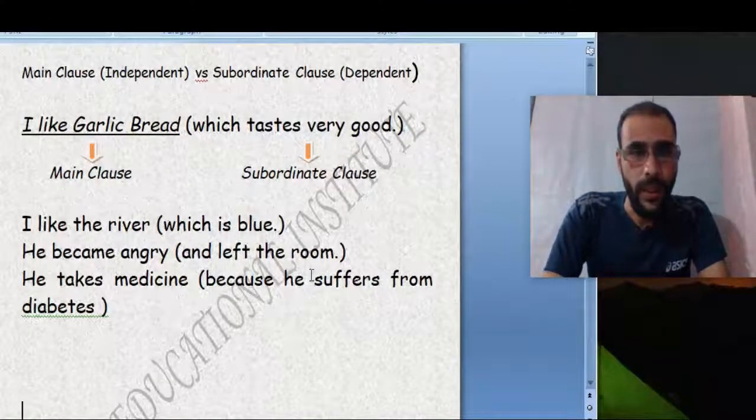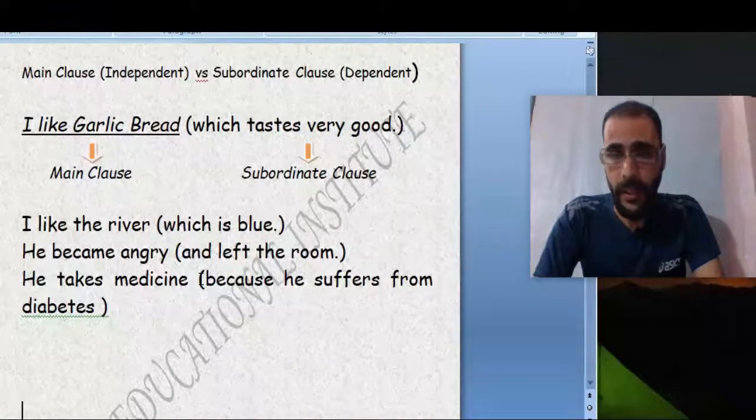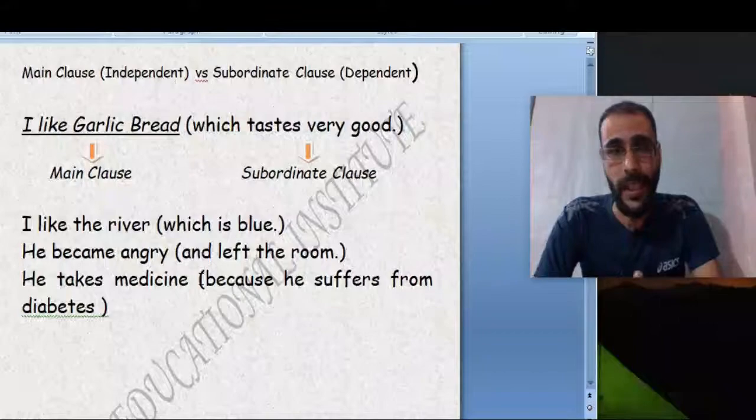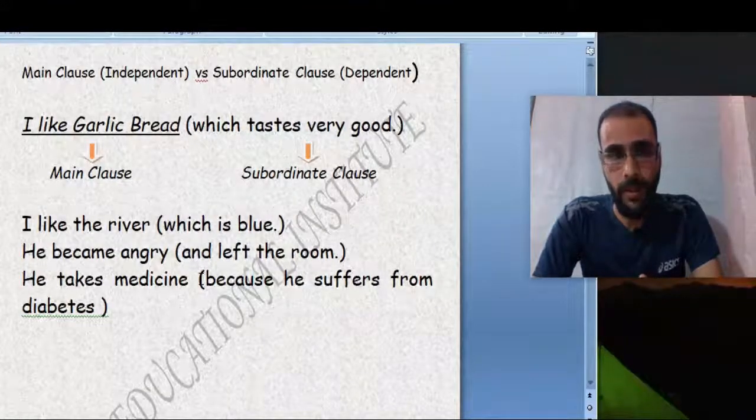Here are a few more examples. I like the river which is blue. Here again, I like the river is the main clause because it can stand alone as a sentence. Which is blue cannot stand alone as a sentence, so it is subordinate clause.